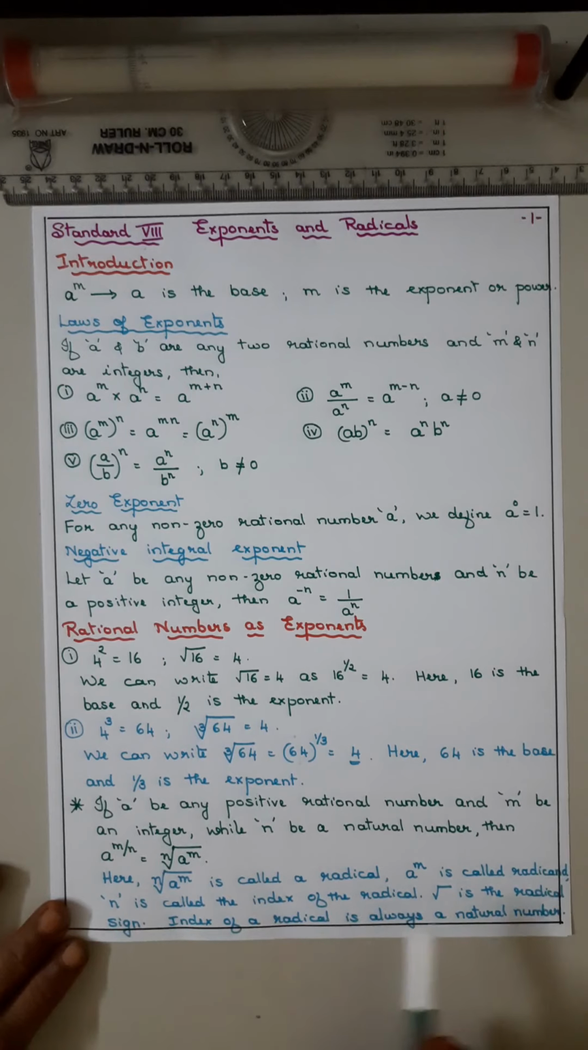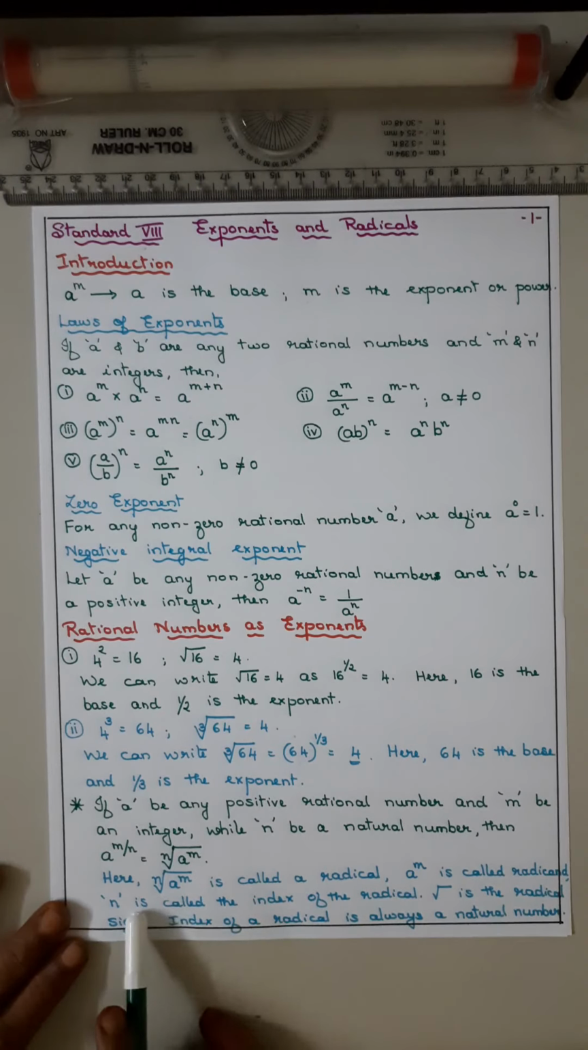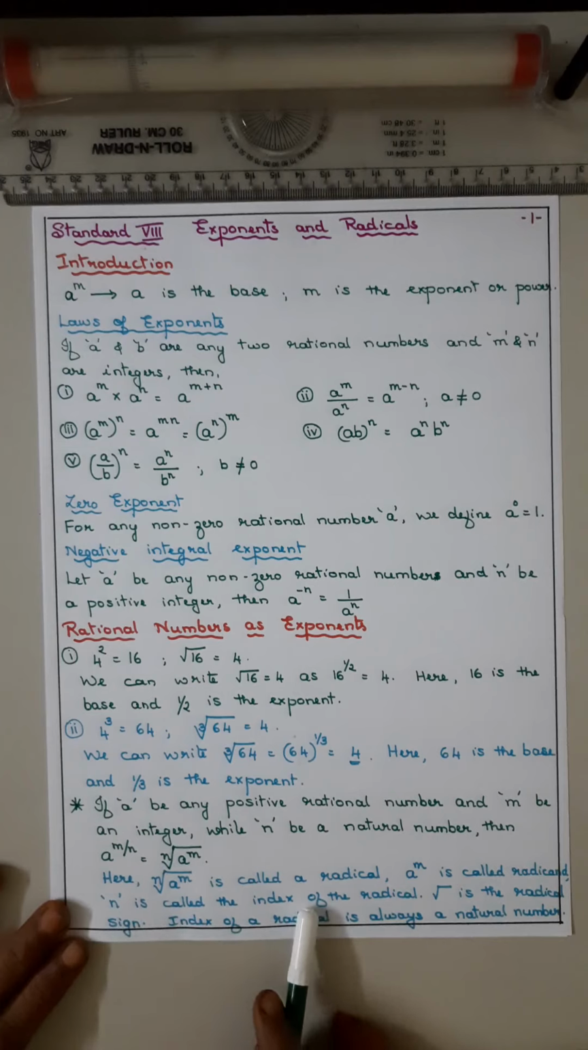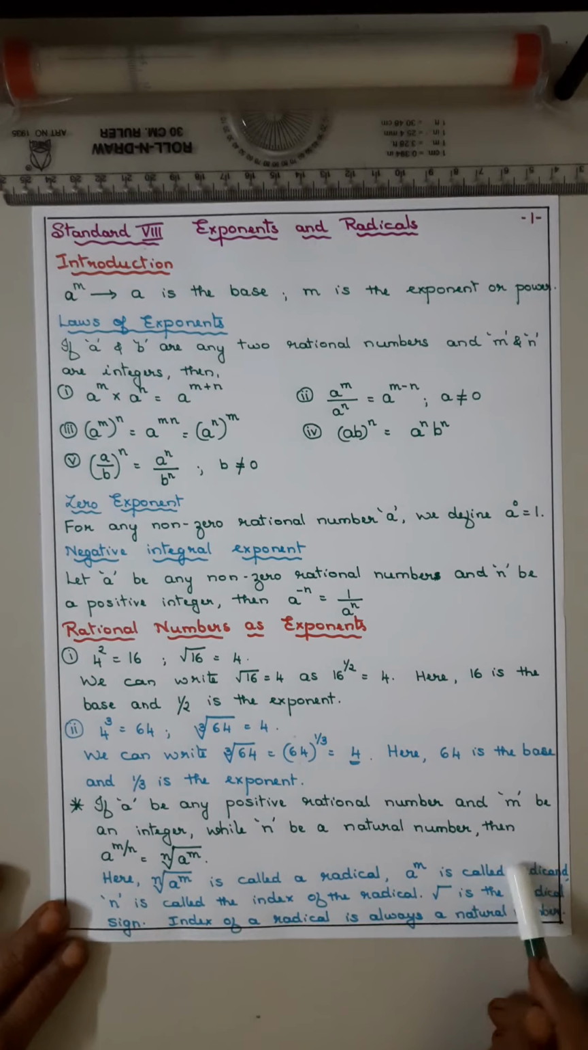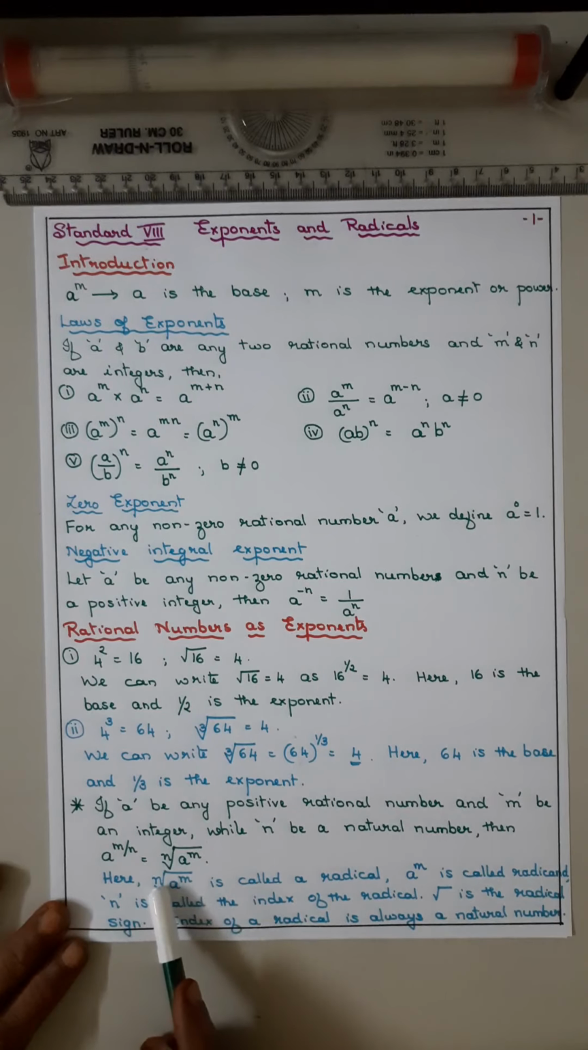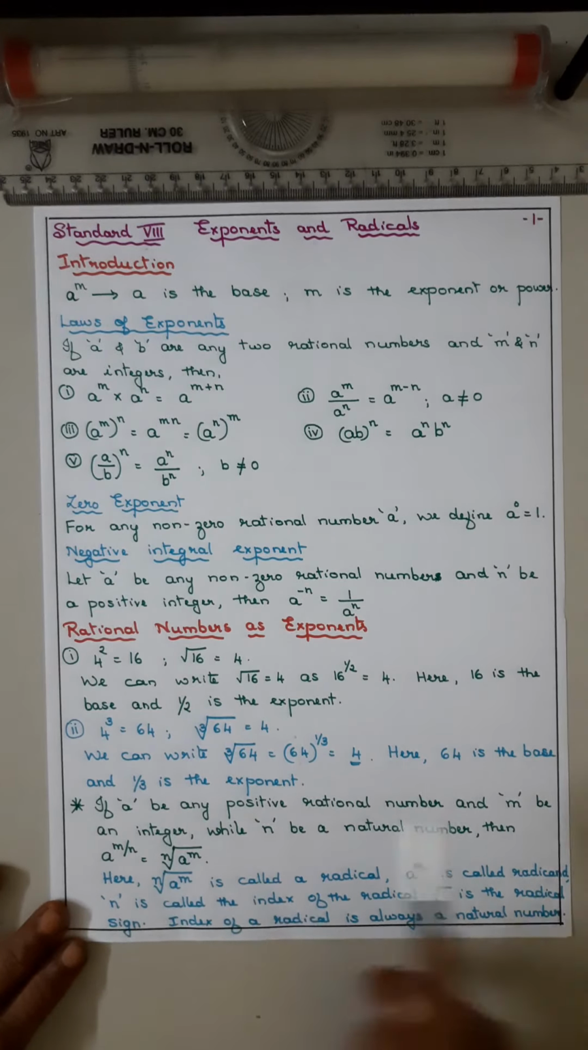So a radical has got two parts. The full thing is called the radical. Whatever is inside is called the radicand. The outside number is called the index of the radical. And the square root sign is the radical sign. So this full thing is the radical, inside whatever is there is called the radicand, the outside number is called the index, and that sign is called the radical sign.